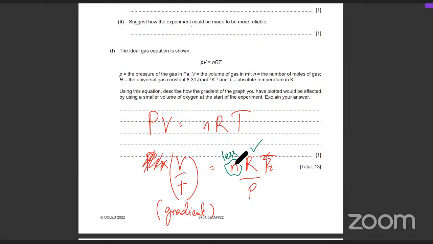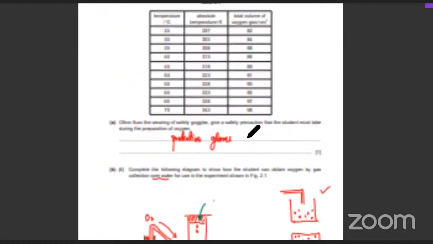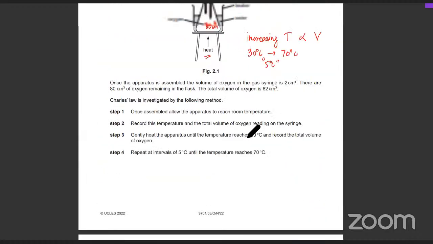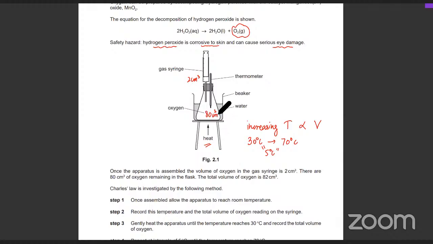Yes, sir. So what will happen is, if you had used a smaller volume of gas at the start of the apparatus, then you know that V over T is equal to nR over P. Sir, can we say that if you take a smaller value of V, then the pressure increases?